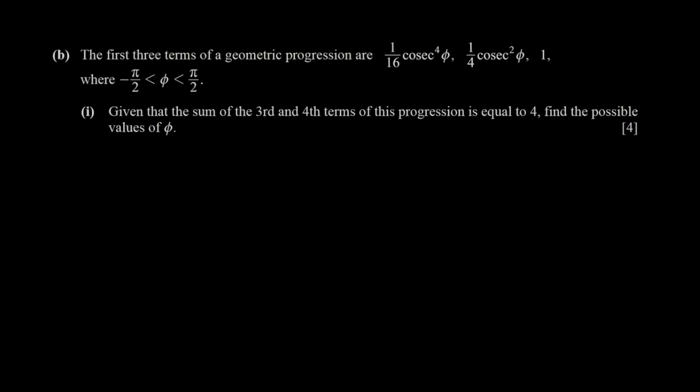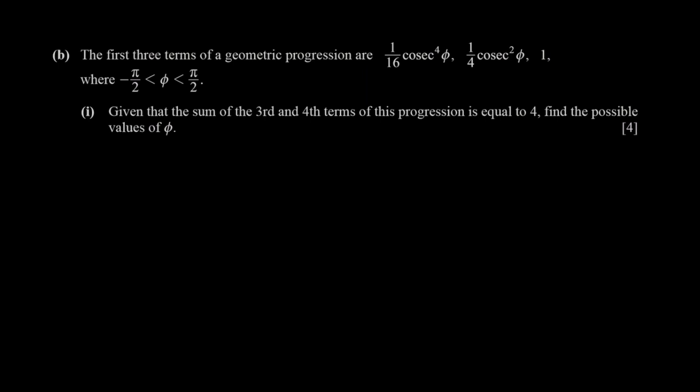All right, part B of this question is now looking at a geometric progression. A geometric progression is one in which we are multiplying each time. We've got these terms here, a 16th cosec to the power of 4 phi, a quarter cosec to the power of 2 phi, and so on, where phi is between minus pi by 2 and pi by 2. Given that the sum of the third and the fourth terms of this progression is 4, find the possible values of phi.